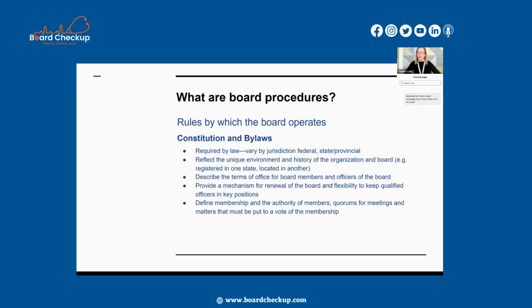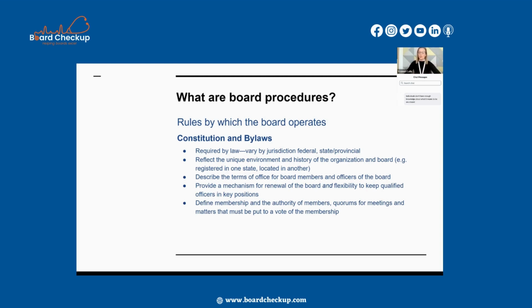For example, I'm on a board in New York, but it was incorporated in Massachusetts. And so the board has to comply with two sets of laws, for the state of Massachusetts and the state of New York. So when laws started changing and the organization moved, this became a bigger issue for the board in terms of whether it was compliant or not. These procedures also include terms of office for board members and officers and committees of the board. They provide a mechanism for renewal of the board and officers, and they define the membership and authority of members, quorums for meetings, and matters that must be put to a vote of the membership.